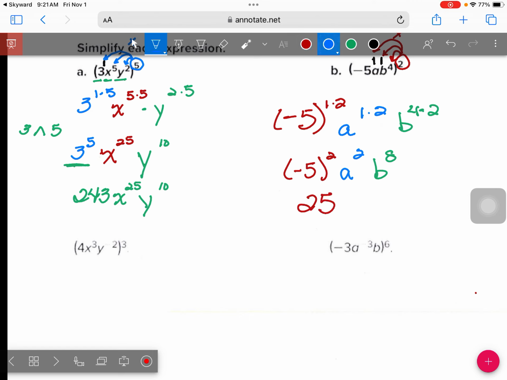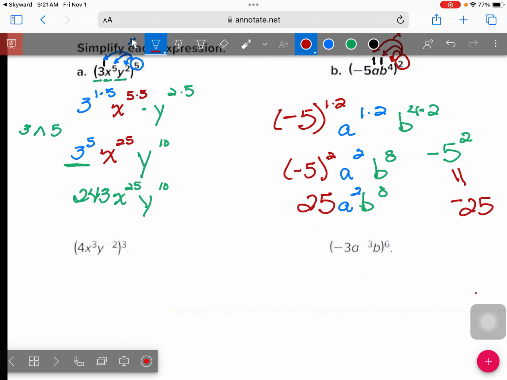25 a squared b to the 8th. Now, I want you to do it this time without the parentheses. Do negative 5 squared without parentheses and see what answer you get. Negative 25, but that's wrong. So your calculator is only correct if you put it in correctly.